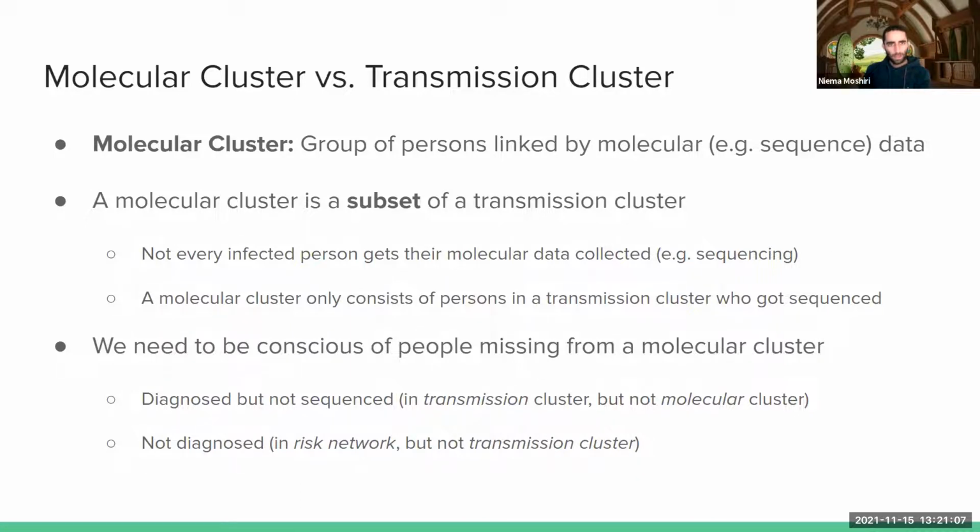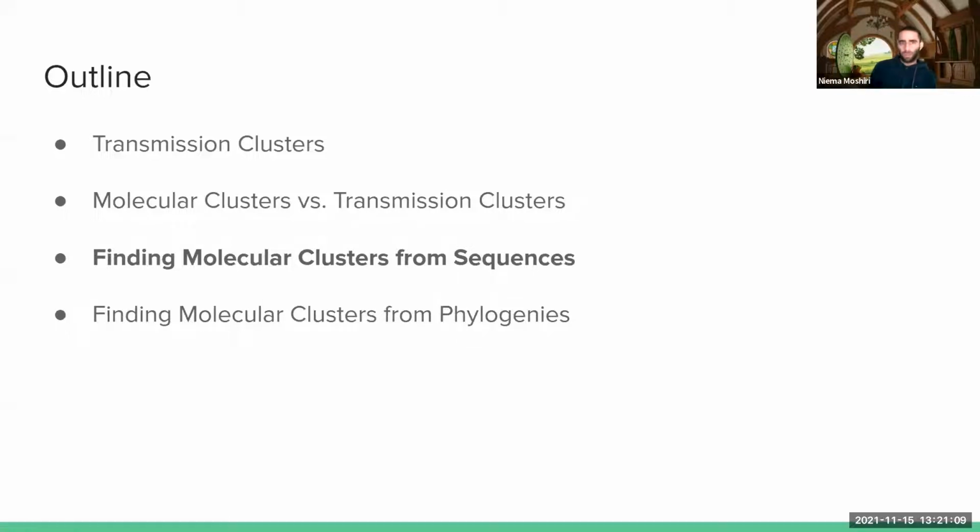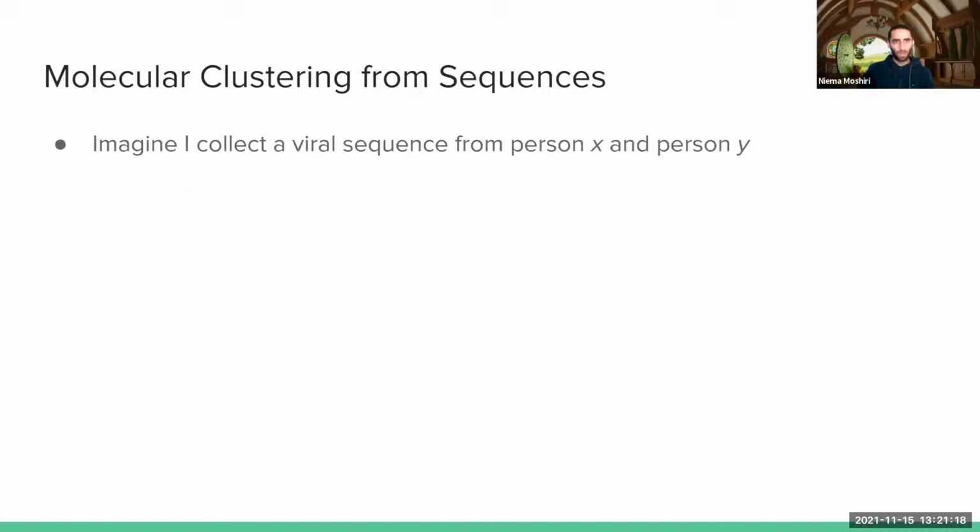Nice. Okay, so how do we actually find these molecular clusters? And again, molecular for the context of this class just means sequence data, so viral genome sequences. So imagine that I collect a viral genome sequence from person X and person Y. So these are two people that tested positive for COVID, for example. Then I do the experiment where I collect the nasal swab. I spend the money to sequence it. Now I have a genome sequence from this person and a genome sequence from this person, using all those techniques we talked about the past few weeks.